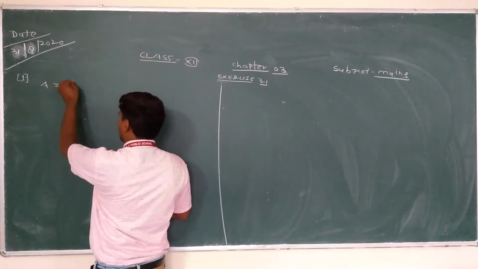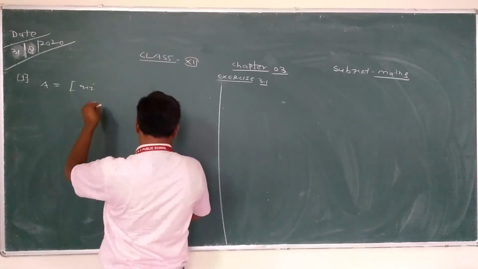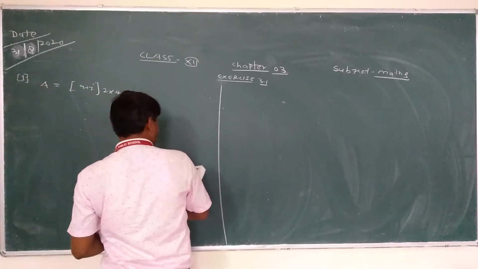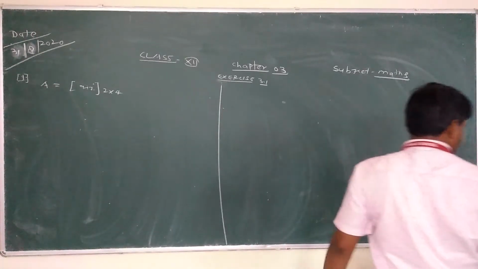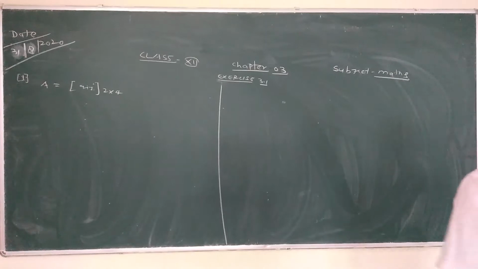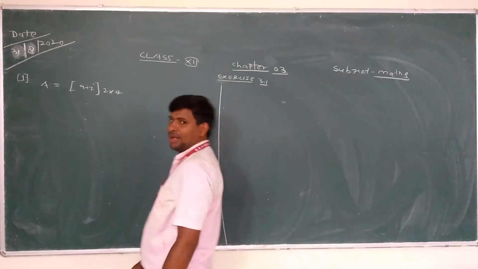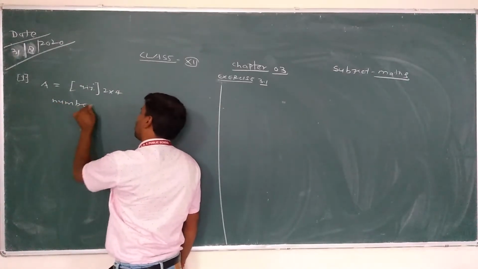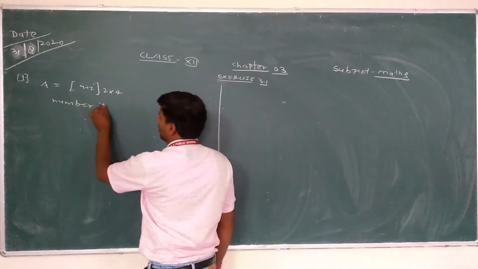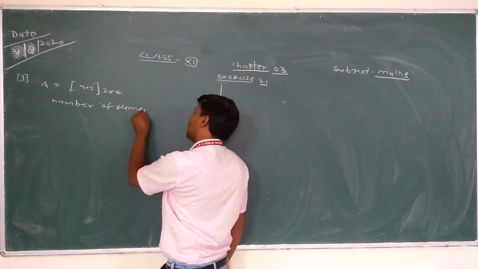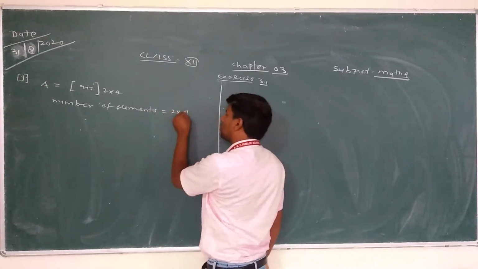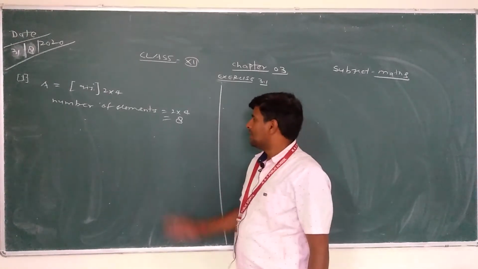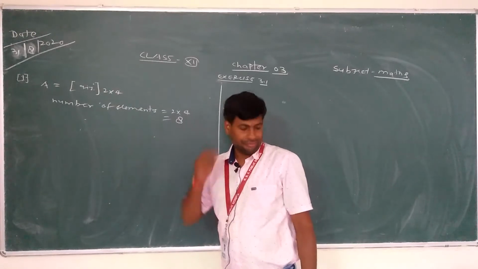If a matrix Aij is of order 2 cross 4, then find the number of elements in this matrix. How can we find the number of elements? The order of the matrix is 2 cross 4, so the number of elements is 2 cross 4, that is 8. So how many elements? That is 8. That's clear? Next one.